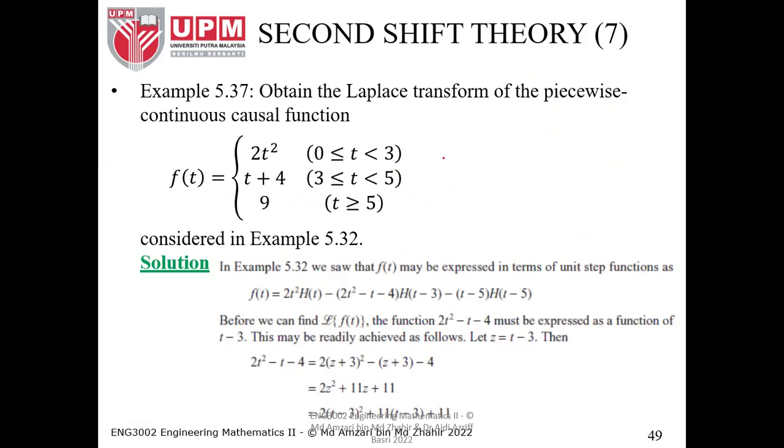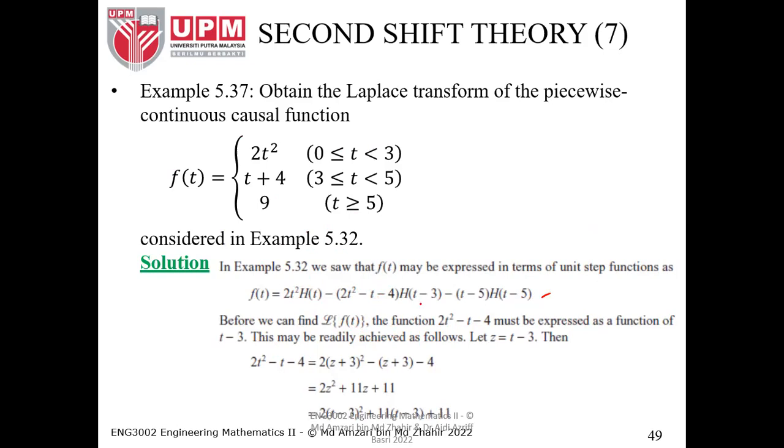Obtain the Laplace transform of the piecewise function. You have three functions: 2t squared, t plus 4, and 9. First thing first, you need to change this in terms of the Heaviside step function. I think I taught you just now: the first function minus the previous function, h(t) minus the next one. I think I explained this one. Once you have this, we can find the Laplace of f(t). The function of 2t must be expressed in terms of t minus 3, so you need to change this in terms of t minus 3.